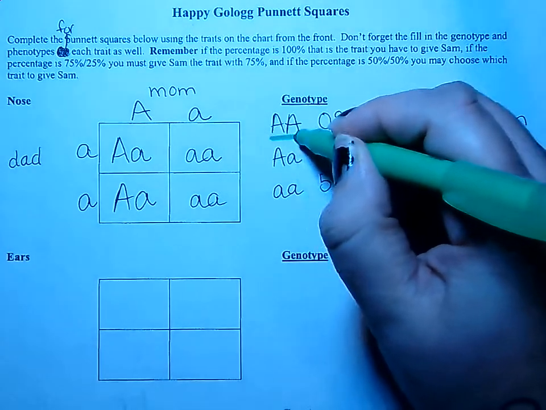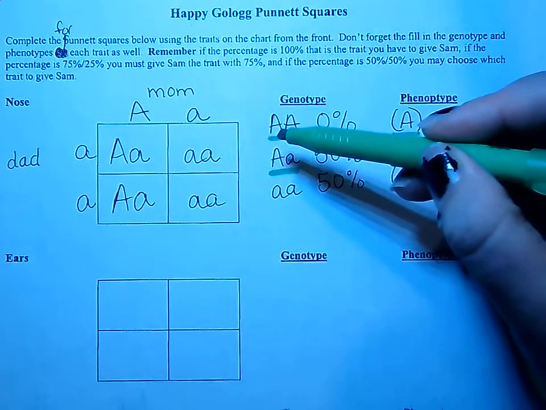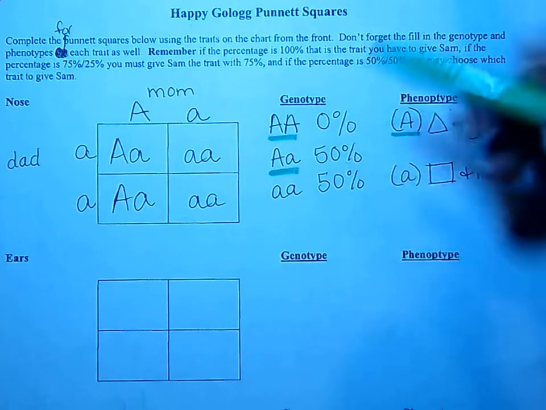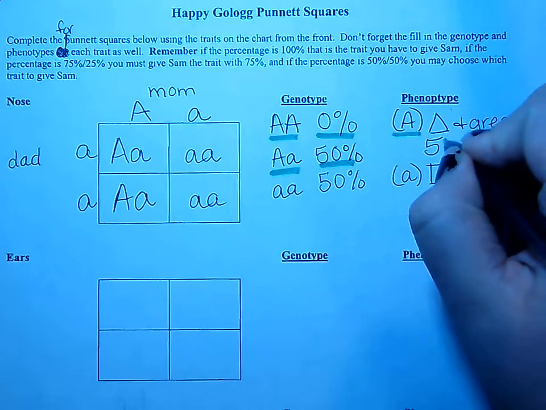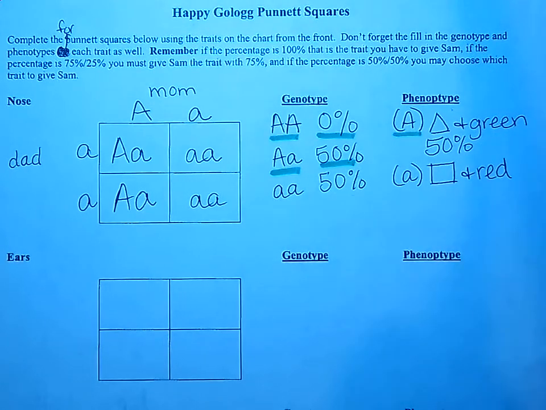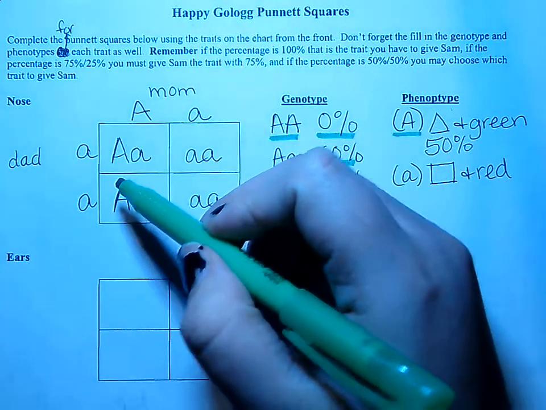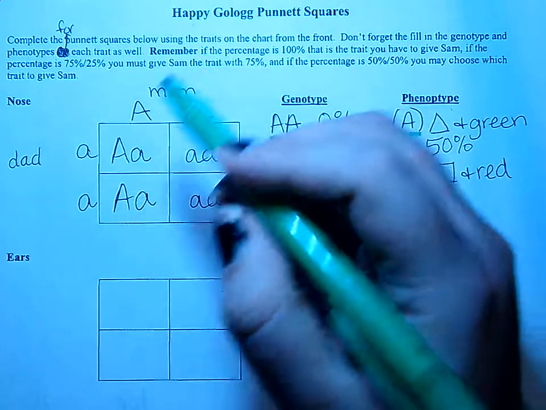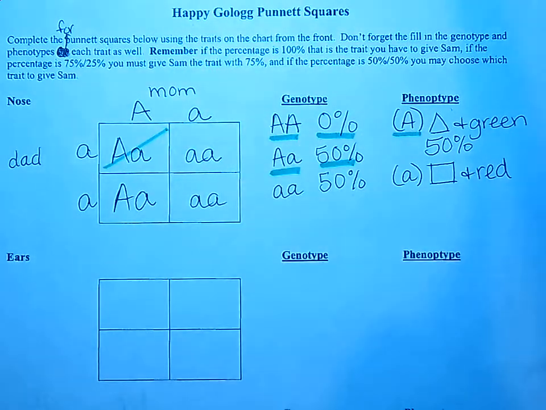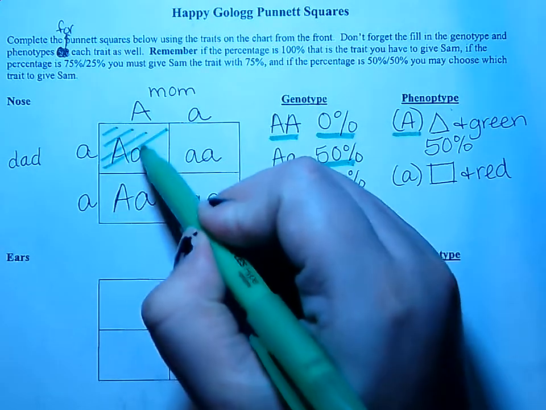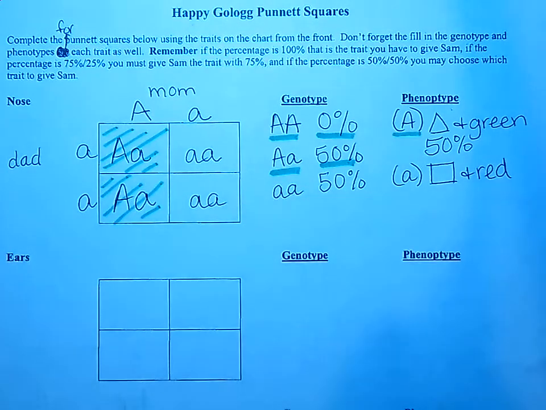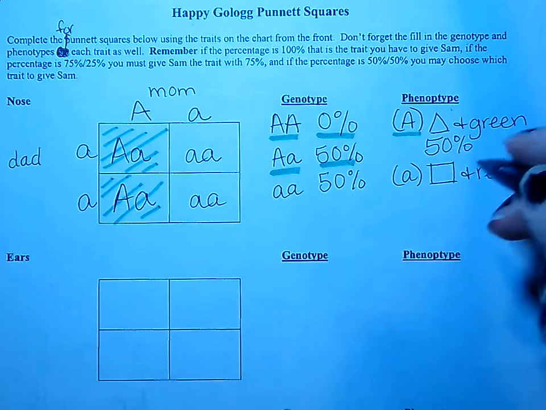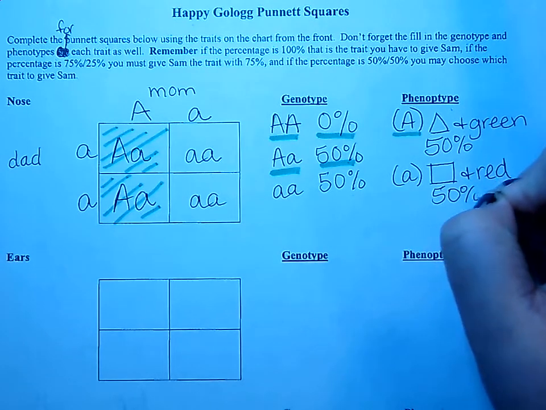Okay, so we can look at the genotypes. As long as we can look at the percentages here given. So 0 plus 50 is 50%. Or we can look at our Punnett square to double check. As long as it has at least one dominant allele, we're good. So this has a capital letter. And the one below it has a capital letter. So for recessive, that would be 50%.